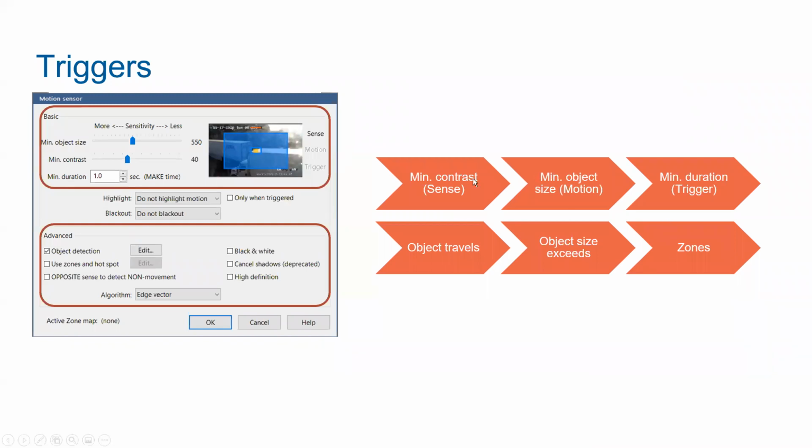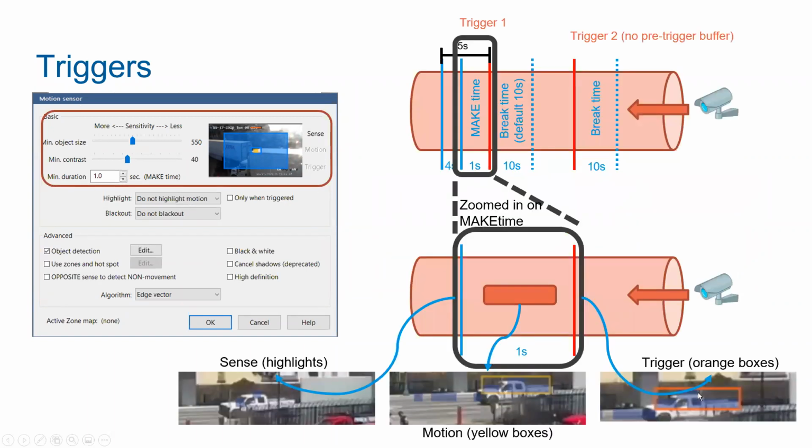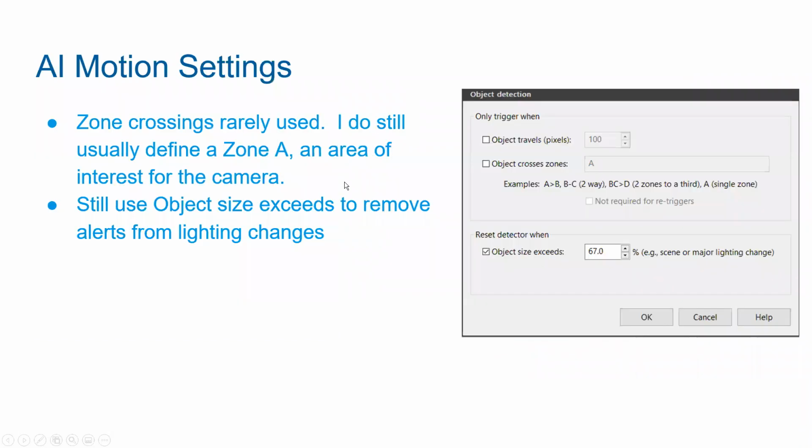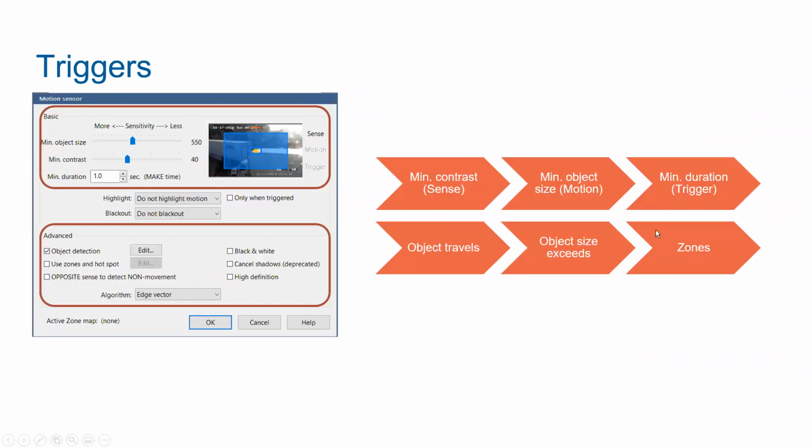So you start with these fundamentals: the sense, motion trigger, minimum contrast, minimum object, minimum duration. But with the bottom stuff, you can filter even more. For the object that was defined, you can say it's got to travel at least some distance, depending on which camera it is. The default is 100 pixels. And then object size exceeds, that's in object detection as well.